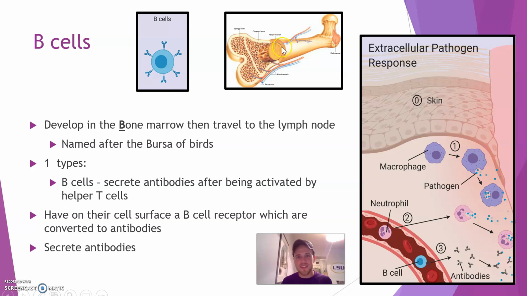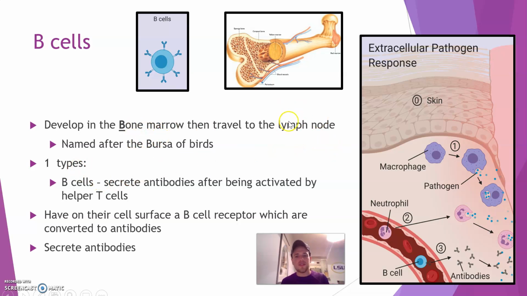And so what happens is that your B cells develop, just like your T cells develop in your thymus, your B cells develop in your bone marrow, and then they travel from your bone marrow to your lymph node. And so they develop in your bone marrow, which starts with a B. They're actually named after this organ called a bursa in birds, but we're not going to talk about that. So the B actually stands for bursa, but it's a nice mnemonic to remember B cells as bone marrow.